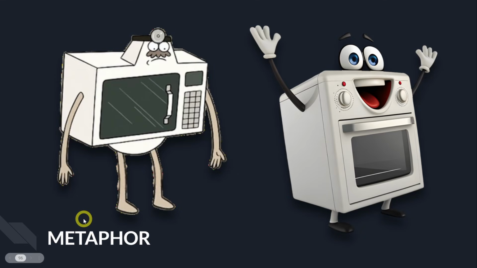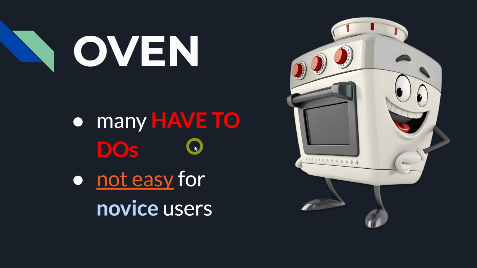So let's do a quick metaphor. We have a microwave and an oven. With an oven, there are many have-to-dos, right? You have to set the temperature. You have to wait for it to reach that temperature. Then you've got to put it in the oven, wait for it to get to that point. Right when it gets to the time, you have to take it out. It's just not easy for novice users. I don't know if you could tell how I talk about using an oven, but I'm not the best at using an oven, right? I know how to do the basics, but don't ask me to do anything crazy. Ovens are complicated at the end of the day.